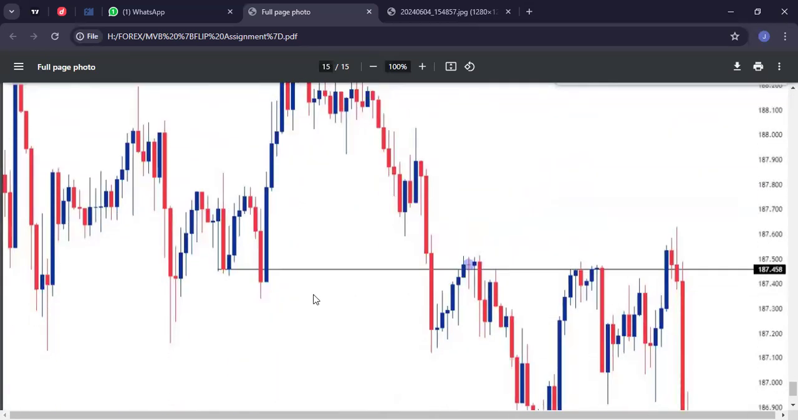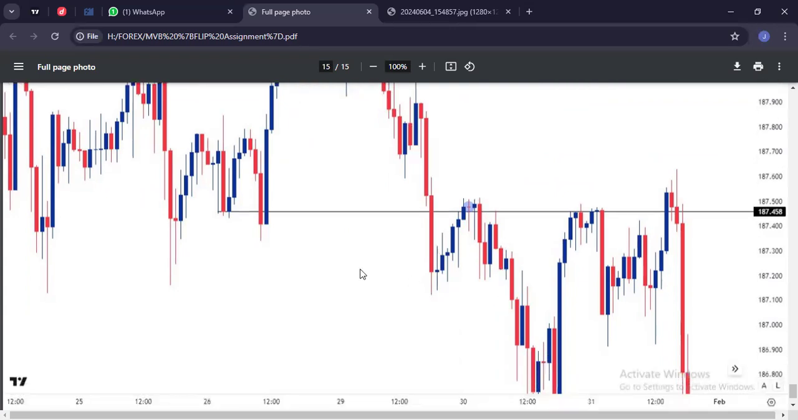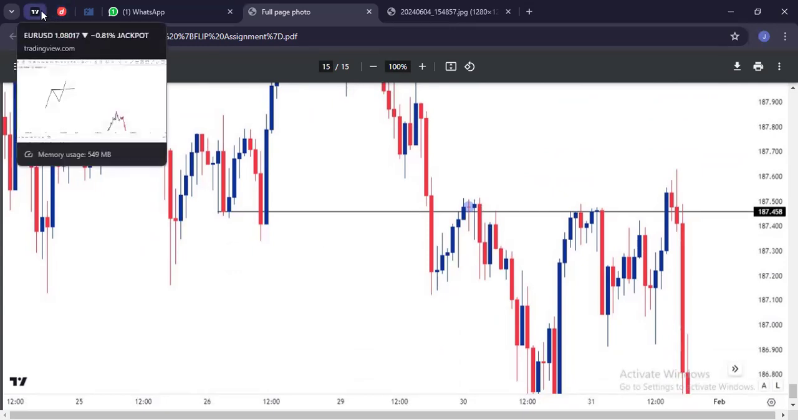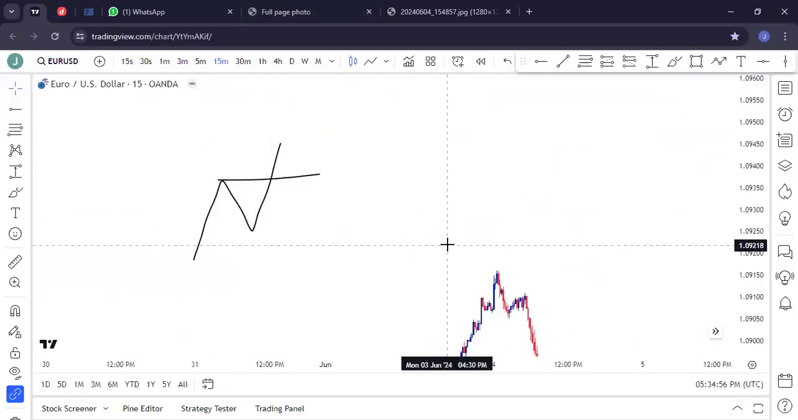And the last example, as you can tell, the break of structure here, change of character, break below, then came back, as you can see. So that is a failed liquidity engineering.